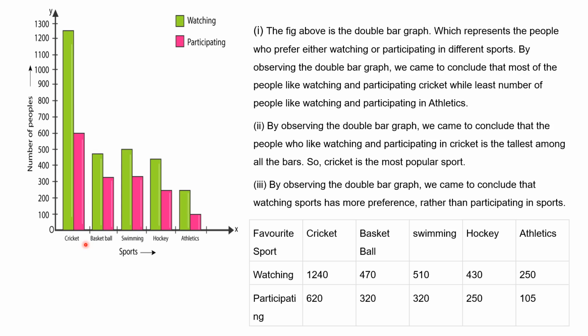Next, immediately you have to draw participating. People who love to participate in the sport, cricket. Don't leave any box in between. That is 620. After 600, 2 more lines you have to select for 620. Like that, basketball 470 and 320. Swimming 510 and 320. Hockey 430 and 250. And athletics 250 and 105.